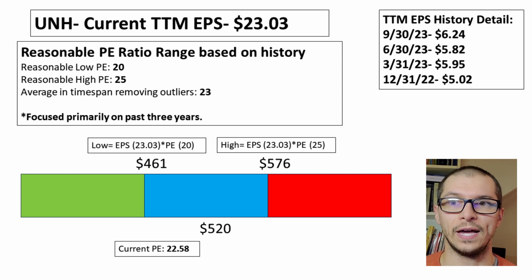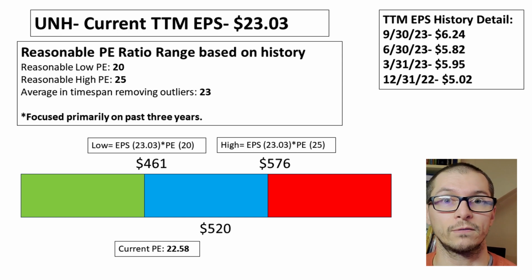With that in mind, I then established a reasonable range in terms of its PE ratio during that time span. In this case, a reasonable PE ratio range is between 20 and 25, also noting that the average PE ratio is around 23. With our range established, we can then multiply those figures to its current earnings per share of that $23.03, giving us a fair price range of between $461 and $576. Based on the price today, it appears to be trading at an average price, $520.